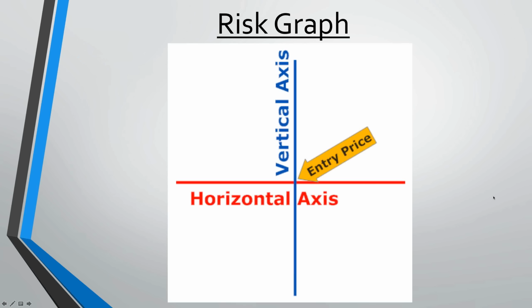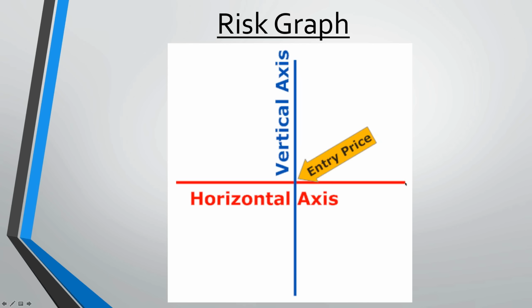So here is a sample risk graph. Where these two lines intersect would be your entry price. You have not made a gain, you have not incurred a loss, and your underlying has not moved in price either. Here's the vertical axis, which represents, as we mentioned earlier, the gain or loss of your actual spread or options position, and the horizontal axis represents the movement of the underlying.